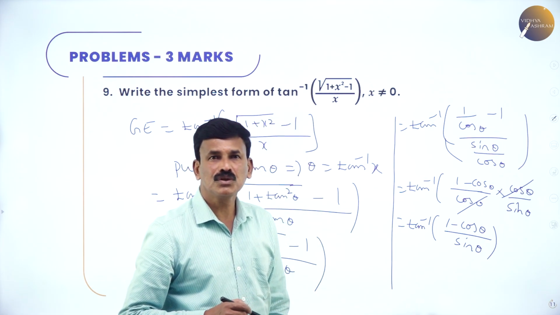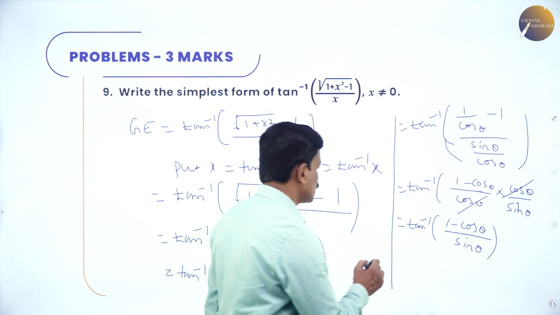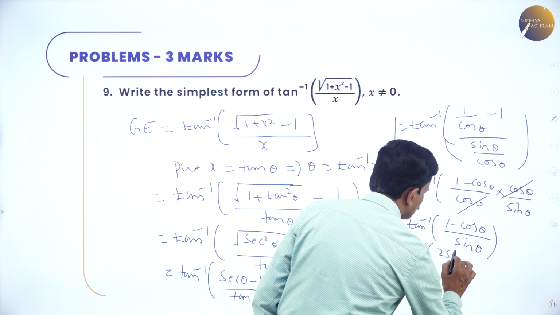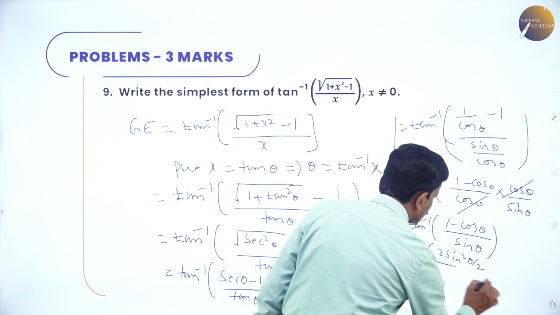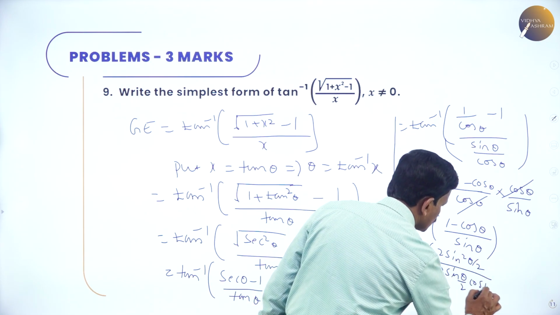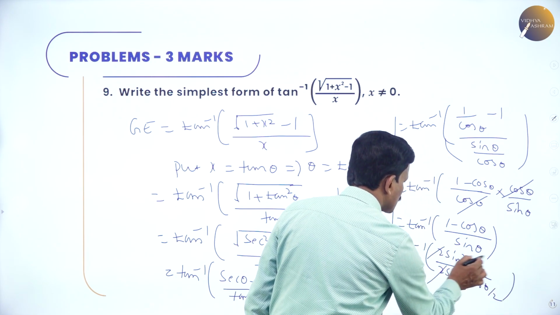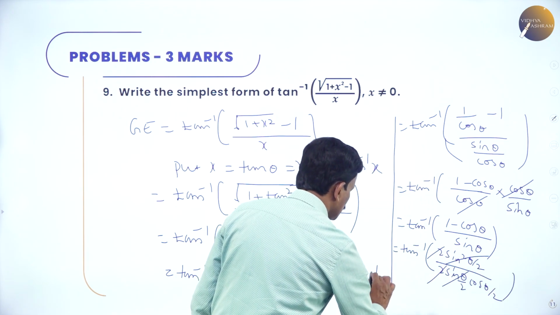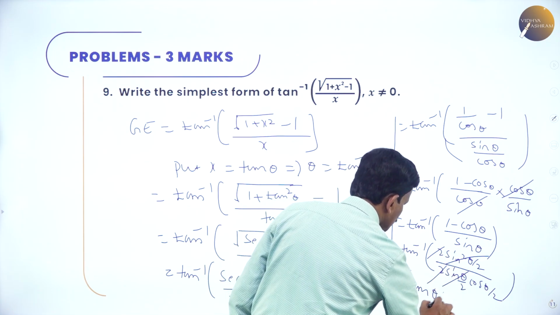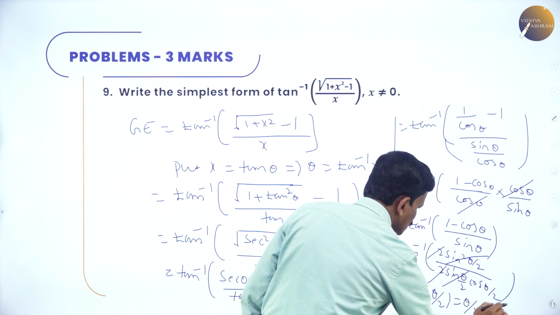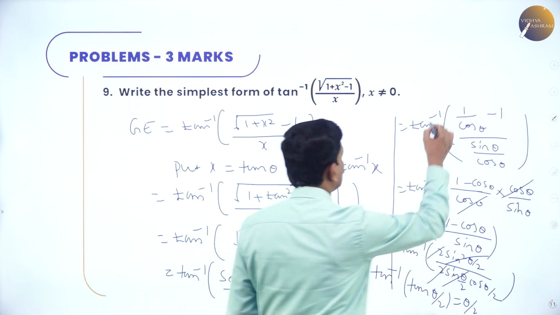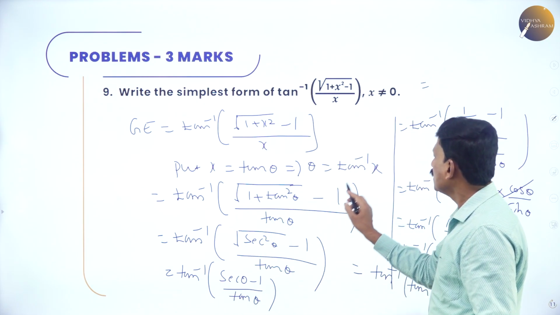That's it. Now you know the half angle formulas. For 1 minus cos theta, it is again half angle formulas. 1 minus cos theta is equal to 2 sin square theta by 2. For sin theta, it is 2 sin theta by 2 into cos theta by 2. So 2 gets cancelled, sin and sin get cancelled. What is left over is tan inverse of sin by cos, which is tan theta by 2. Tan inverse tan gets cancelled, that's equal to theta by 2. Right. Substitute the value of theta. What is theta? Theta is nothing but tan inverse x.